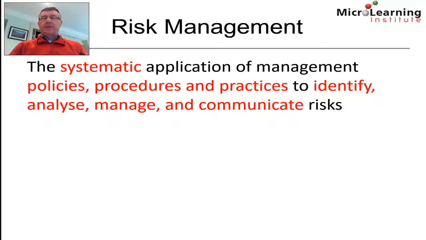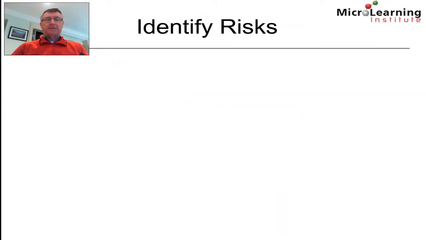But the final element of this definition that's important is the idea of the phases of risk management. So phase 1 is where we identify the risk. Phase 2 is where we analyze the risk. Phase 3 is we determine how to manage each risk. And phase 4 is how we communicate those risks across the organization. So let's have a look at each of the phases.